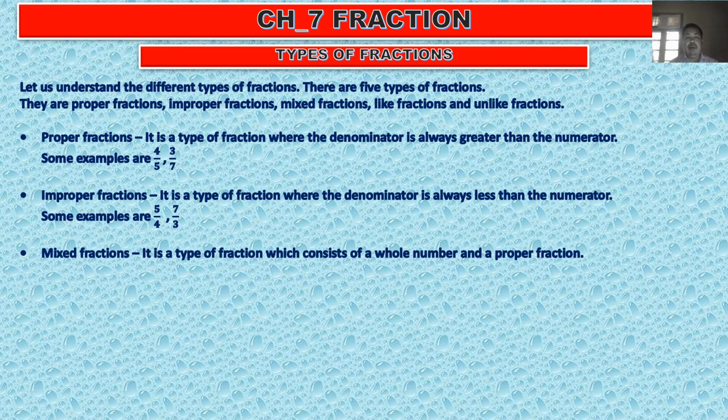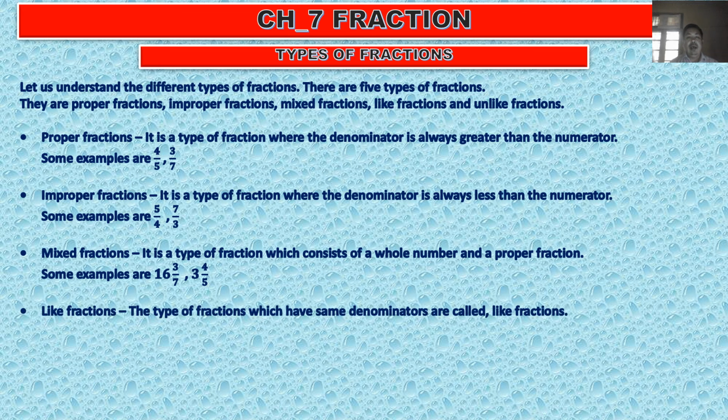And next we have mixed fractions. A mixed fraction is the type of fraction which consists of a whole number and a proper fraction, so a whole number and a proper fraction are mixed there. Some examples are 16 and 3 by 7, or 3 and 4 by 5. Here 16 is a whole number and 3 by 7 is a proper fraction. Both are combining together here. This kind of fraction where a whole number and a proper fraction are combined together is called mixed fractions.